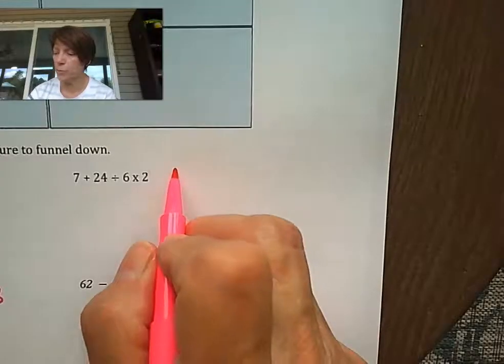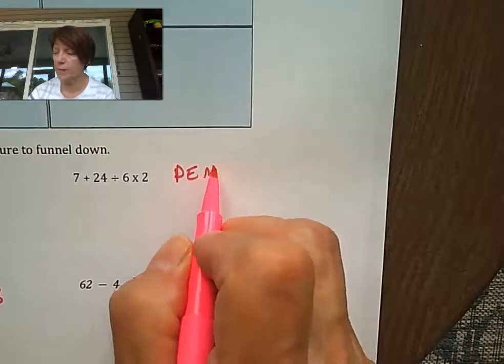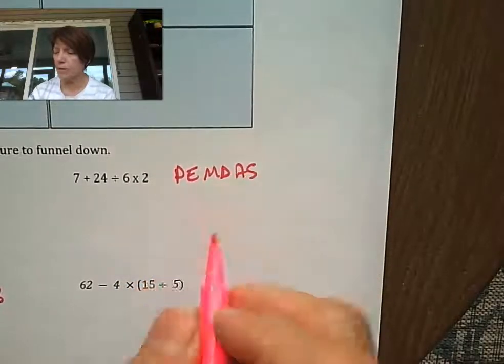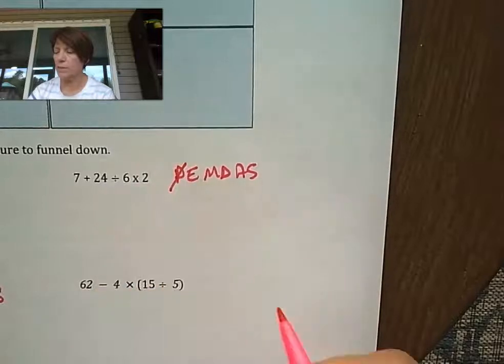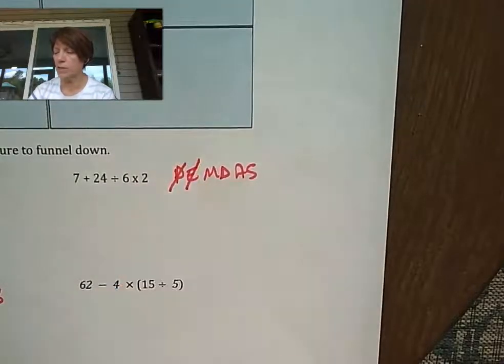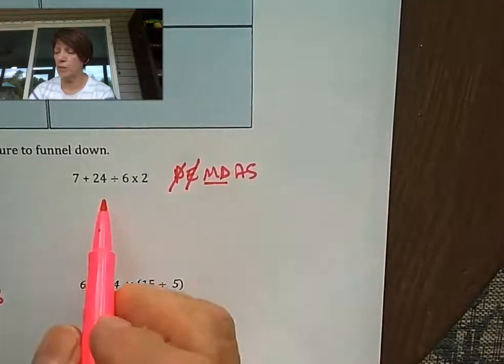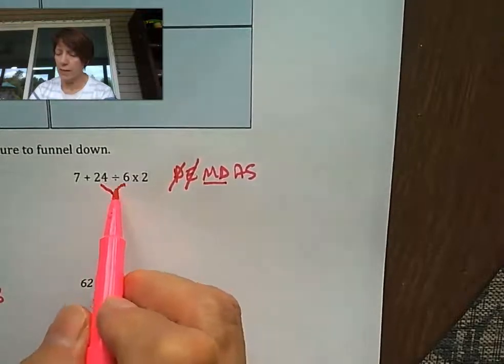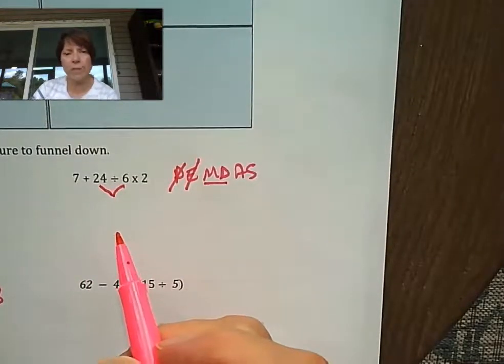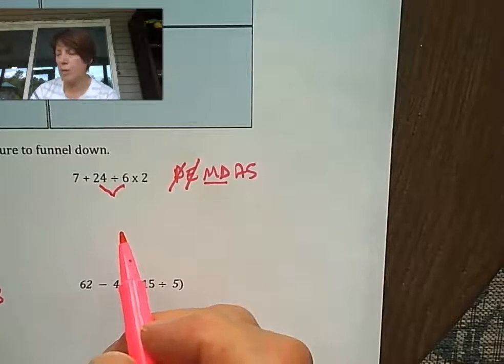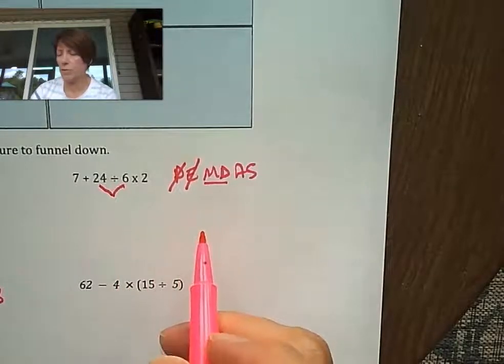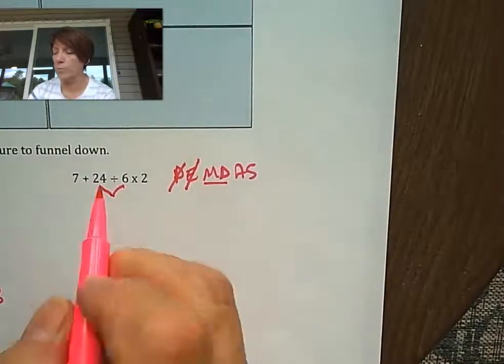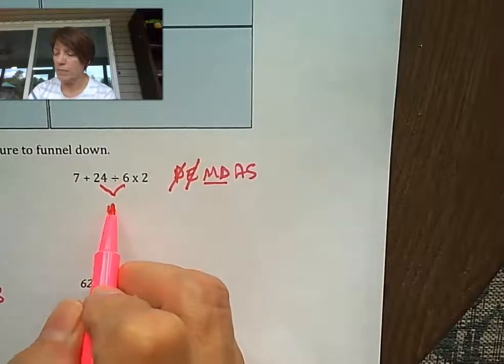Okay, let's do a few more problems here. Write down my PEMDAS. Look for parentheses, no parentheses. Look for exponents, no exponents. Look for multiply or divide. Sure enough, I have a divide here. Now remember, we do the divide first because it comes first in the problem. Multiply doesn't take precedence over divide. It's just whatever comes first in the problem. So 24 divided by 6 gives us 4.